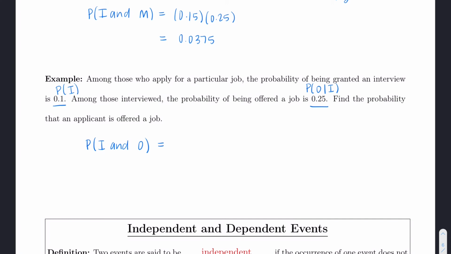And so while there are two different ways that I could write this out, I'm going to use the formula that involves the two probabilities that I'm given. And so it's going to be the probability that somebody was interviewed times the probability that they were offered the job given that they were interviewed. And so when I do this and I multiply these two values, I get 0.025. And so that's the probability that somebody was both interviewed and offered the job.